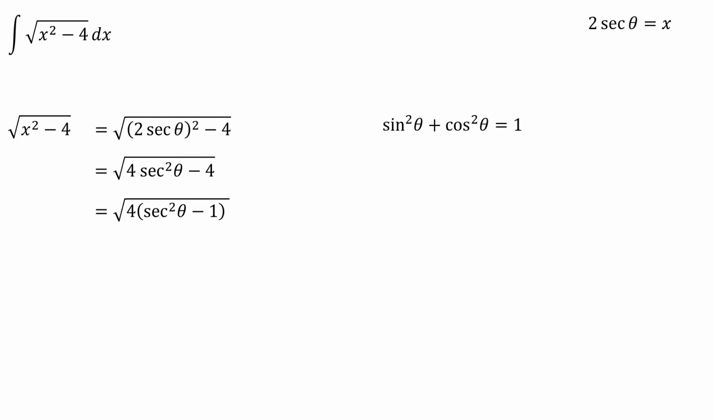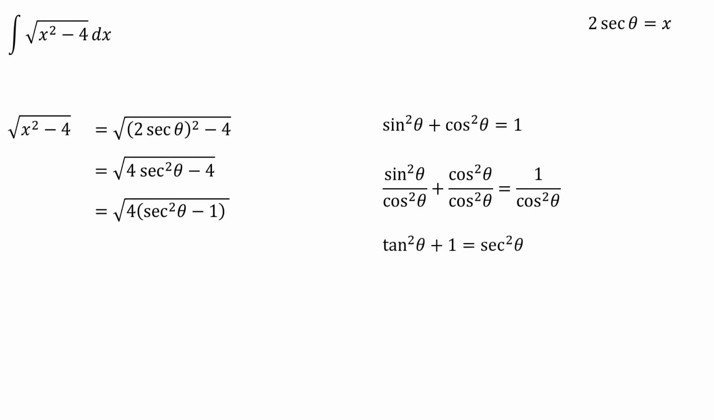I need secant squared theta. Well, let's divide everything by cosine squared theta. Sine squared theta divided by cosine squared theta is tangent squared theta. Of course, that next fraction will just become 1. And then the reciprocal of cosine is secant, so 1 over cosine squared theta is secant squared theta.